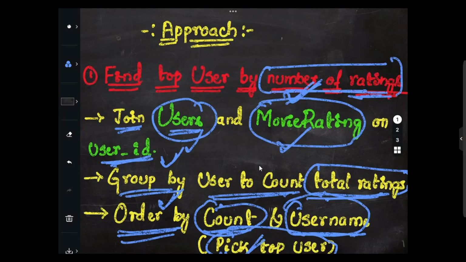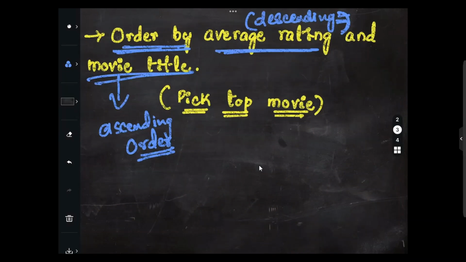Similar to the first one, if you remember, it was order by count and username. Same thing here: order by average rating and movie title. Average rating is sorted in descending order and movie title in ascending order, to pick the top movie.